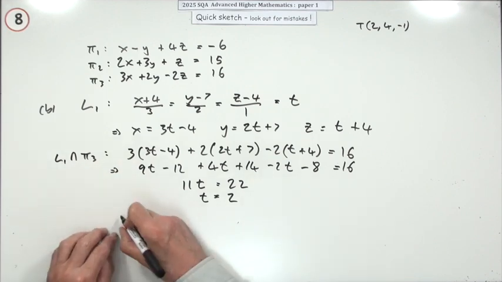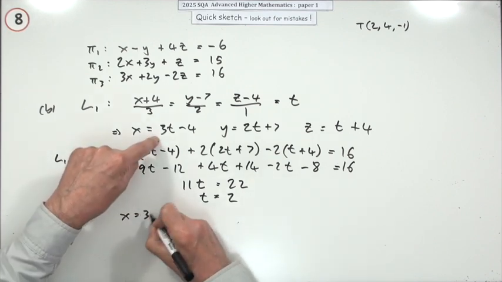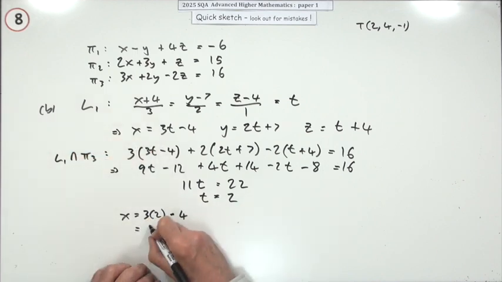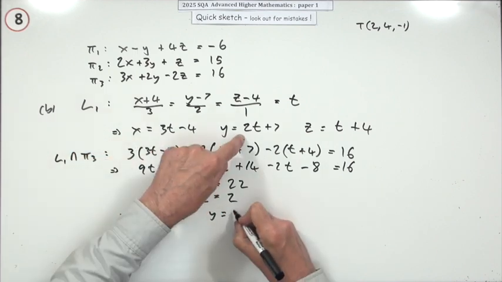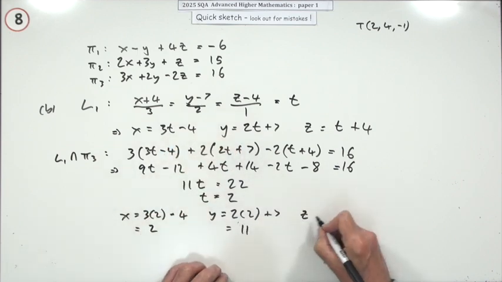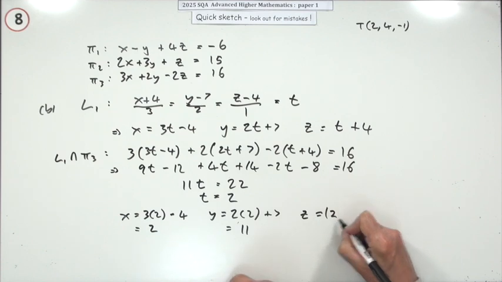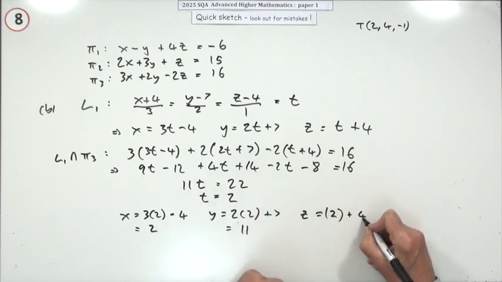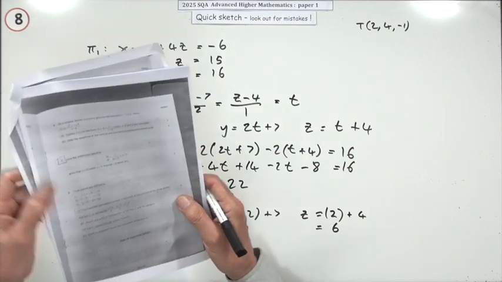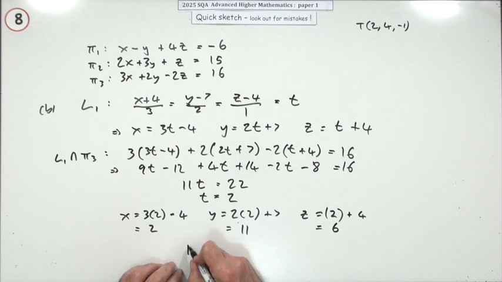So now you can go back and find what they are. So x is going to be 3 2's, take away 4. So that'll be 6 take away 4 is 2. Y will be 2 2's, add 7, so that's 4 and 7 is 11. And z will be 2, I'll put in a wee bracket anyway, so it keeps company with them, plus the 4, which is 6. However, it didn't just ask you for that, it said find p, the point of intersection, so I'm now going to put it together. P is the point 2, 11, 6.